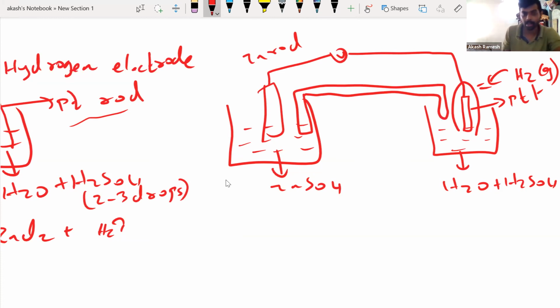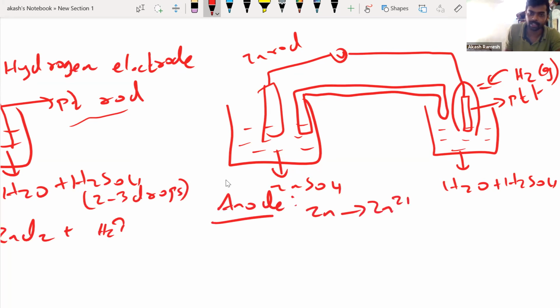Now, if I have to tell you the reactions happening at the anode, again the same stuff, the oxidation will happen. Zinc will form Zn2+ by losing 2 electrons. Forget about the H2SO4 in this thing. Eventually these two are going to give me H+. That's all you have to understand.